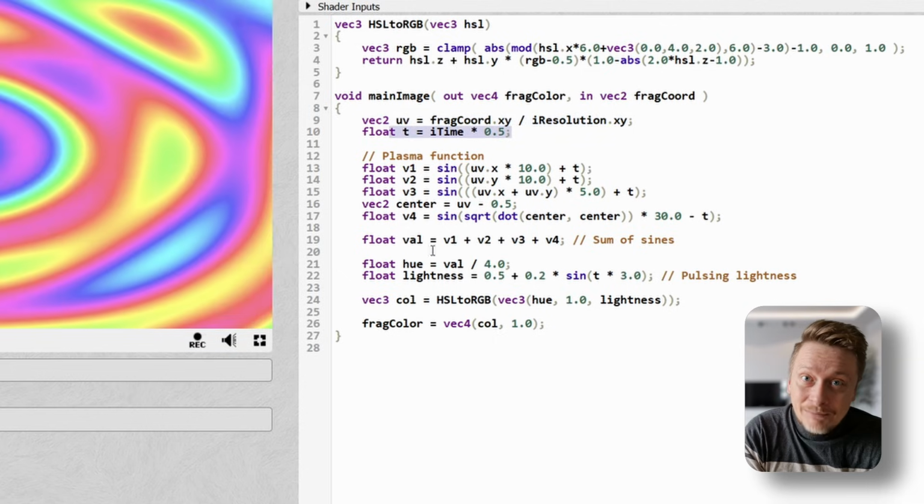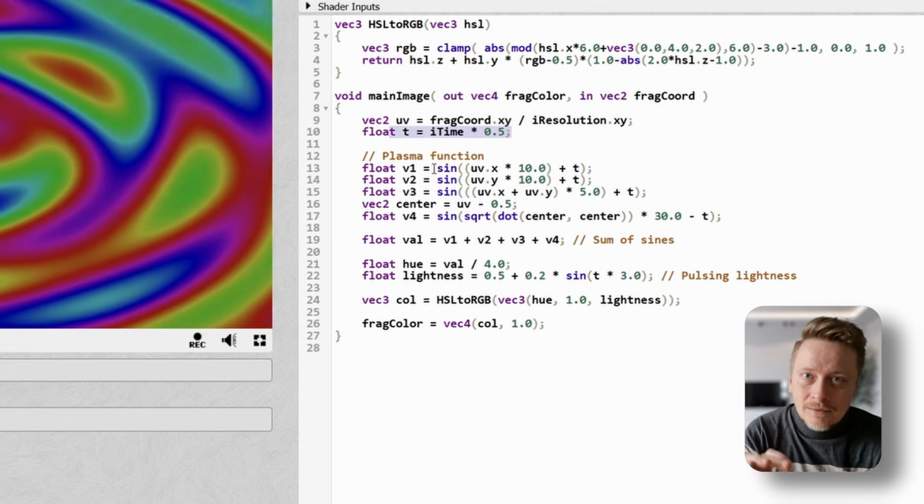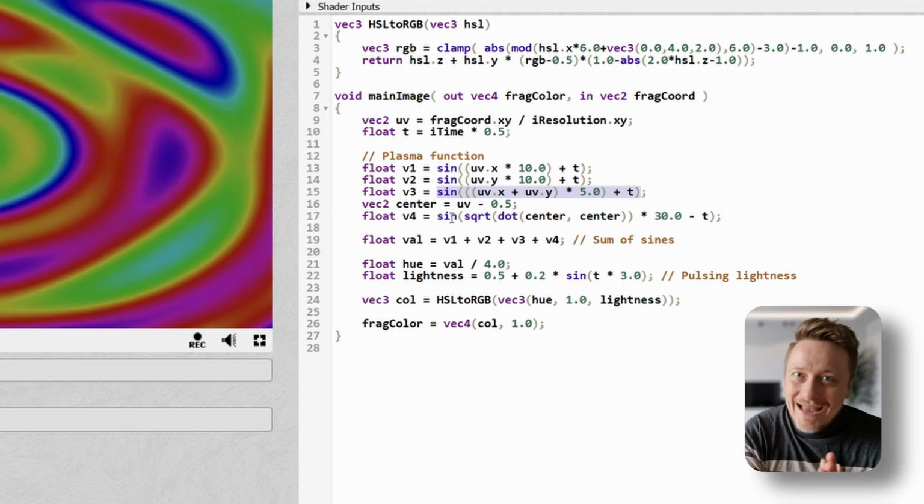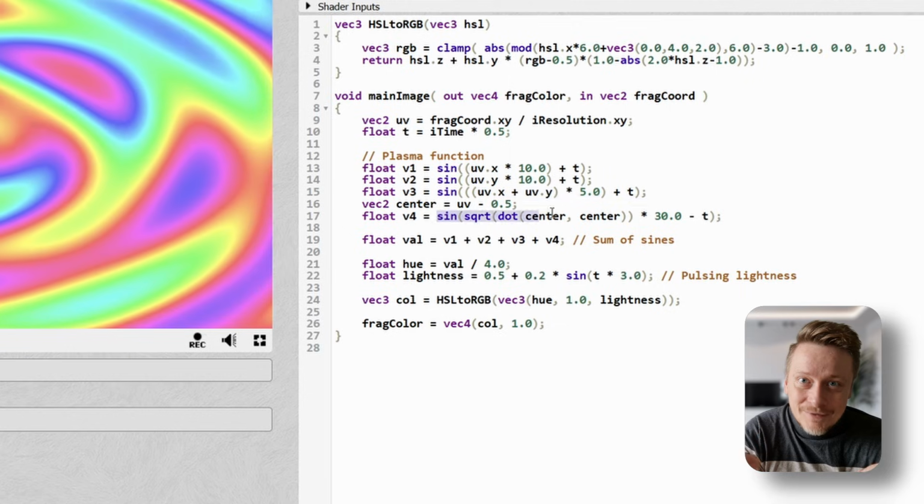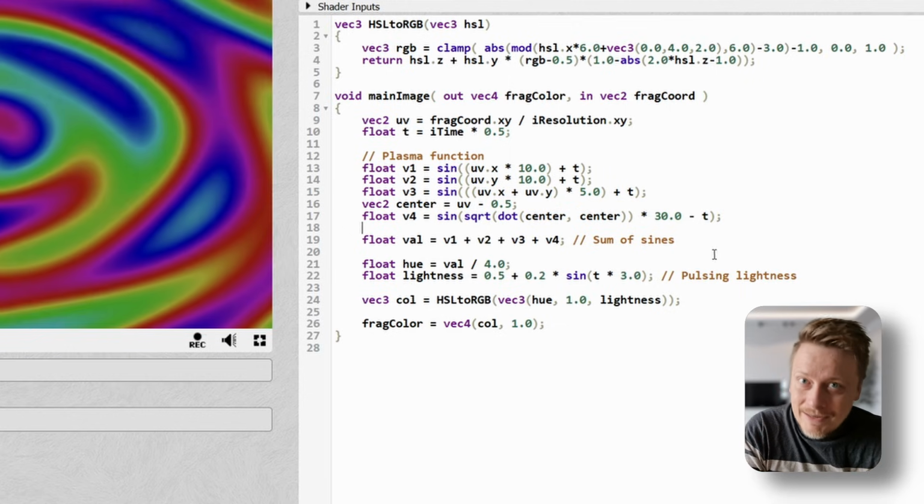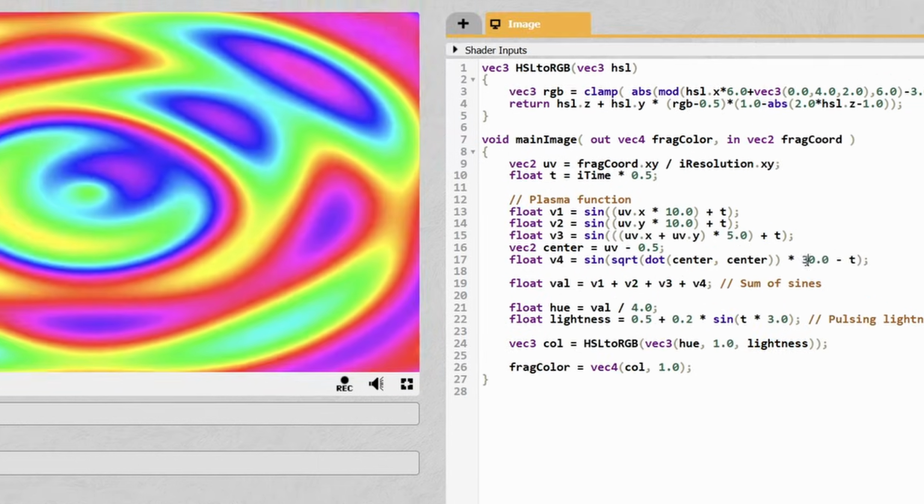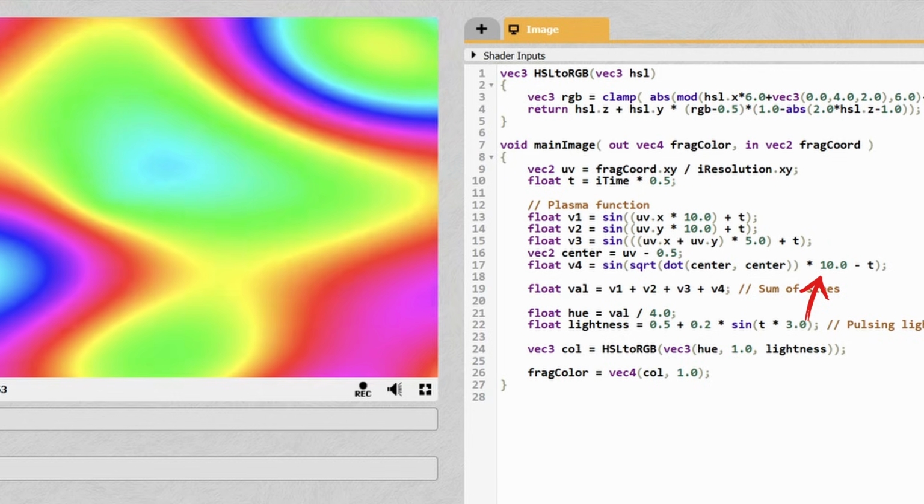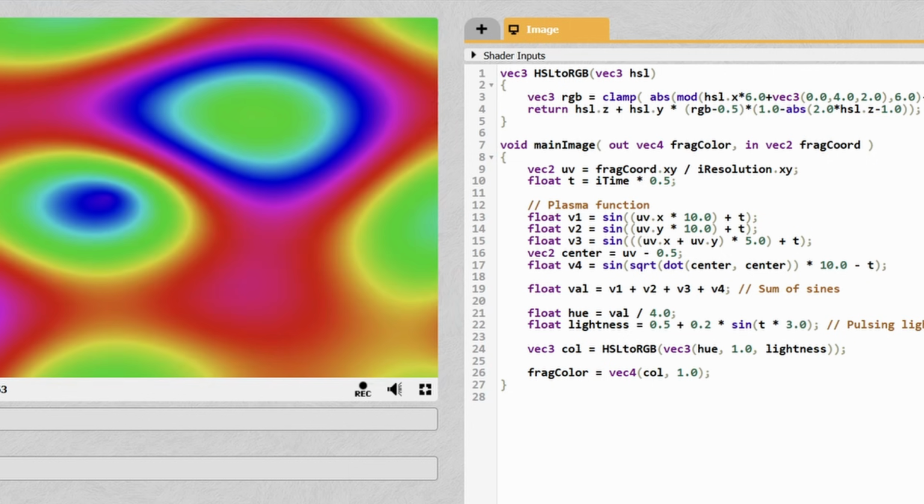Next up, an animated plasma effect. Every pixel gets a normalized UV coordinate. We grab the time value and then blend 4 sine waves, one along x, one along y, one that mixes both, and one based on distance from the center for circular ripples. Adding these creates a dynamic plasma pattern. We map it to the hue, animate the lightness, convert HSL to RGB, and write it out. The result is a smooth, colorful field with organic motion.